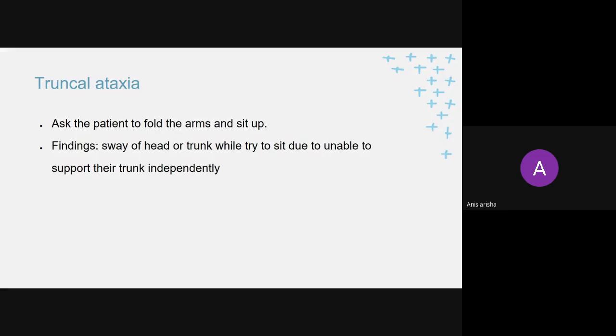Okay, so after the patient has sat, we need to assess the posture, where we want to see if there is any truncal ataxia that may indicate cerebellar dysfunction. We ask the patient to fold the arms and sit upright. In truncal ataxia, the patient will have a sway of the head or trunk while trying to sit, because the patient is unable to support their trunk independently.